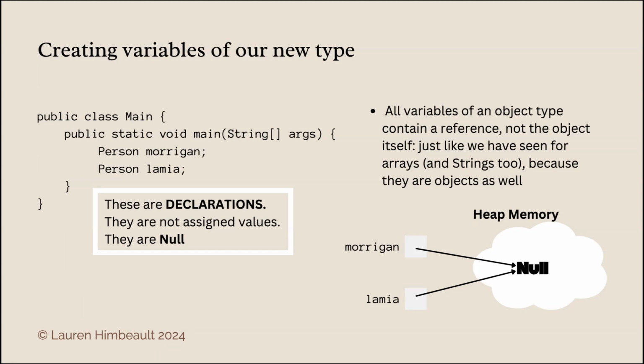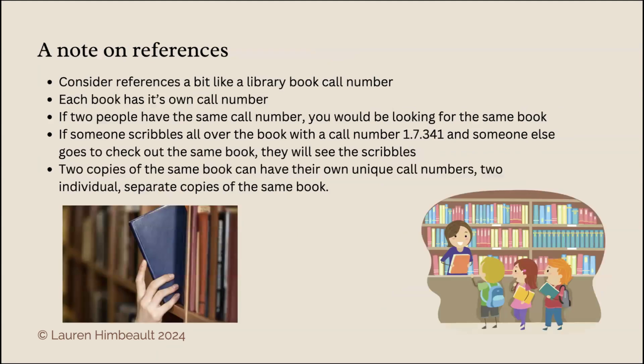That would sort of be like if you came to see me and said, where do you live? And I said, I don't have an assigned home, right? I don't have an address. That's kind of like what it's saying. Right? So you can also consider these references, these addresses that I'm discussing, a little bit like a library book call number, where each book has its own unique call number, like based on the Dewey Decimal System or whatever. If two people have the same call number, then you're looking at the same book, right?